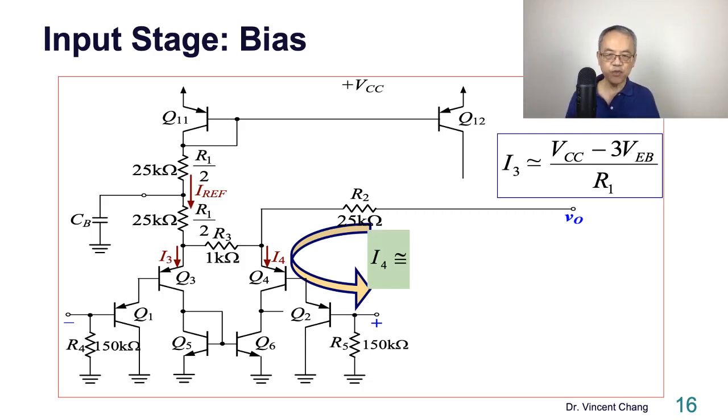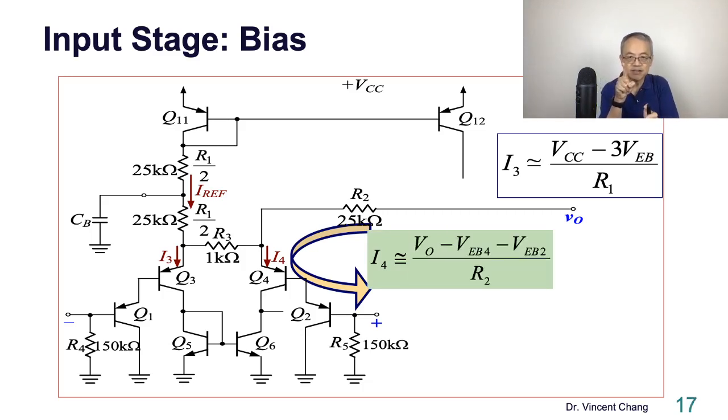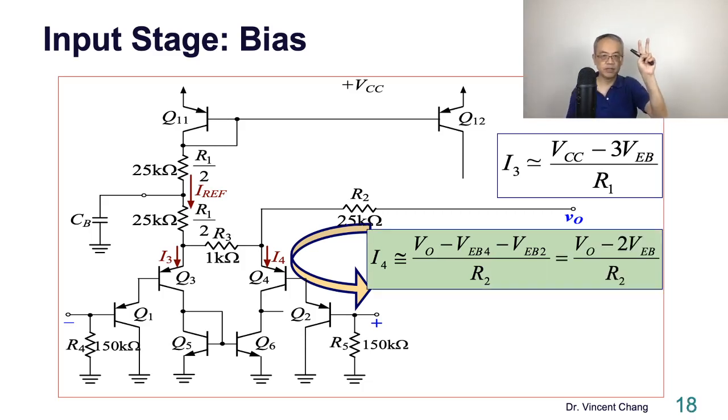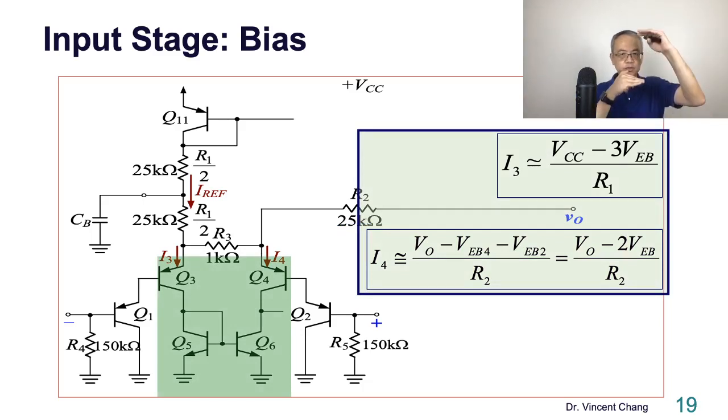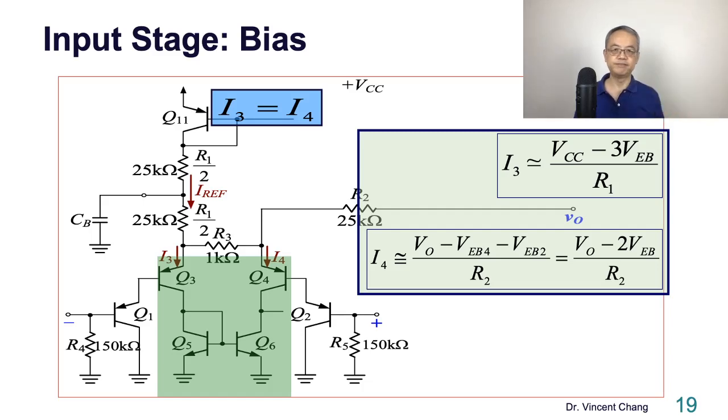So now I4 equals what? The DC output voltage VO, deduct VEB4, and then another one, VEB2. If we neglect the voltage drop across R5, then the rest of the drop falls on the feedback resistor R2, right? So two VEB drops: VO minus 2 VEB, divided by R2. Then the current mirror will force these two currents to be equal. So I3 equals I4. You're closer than you think, right?